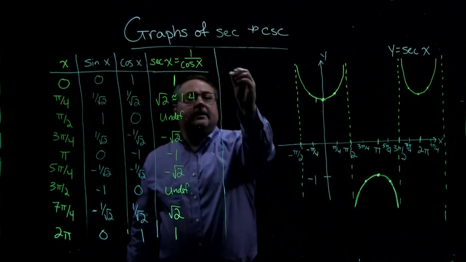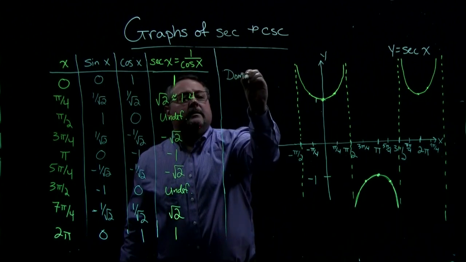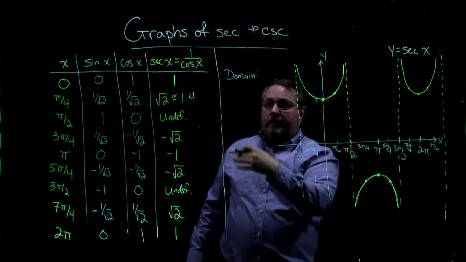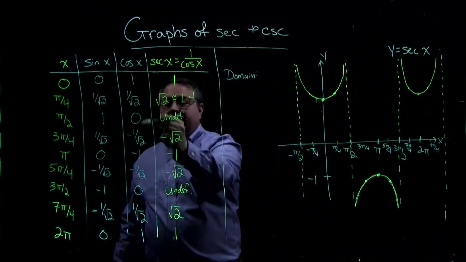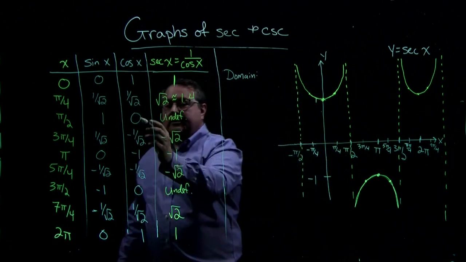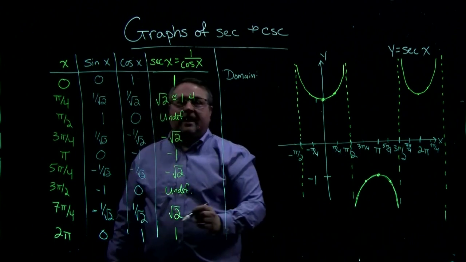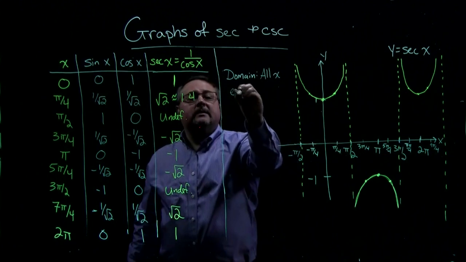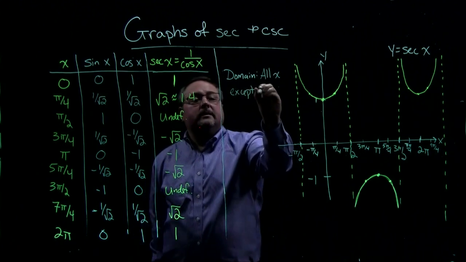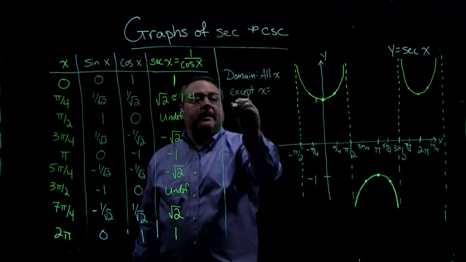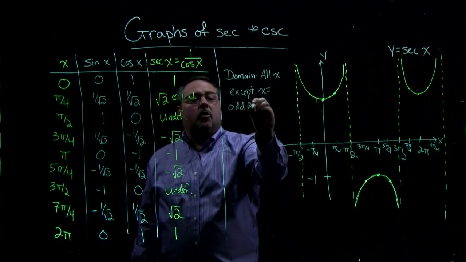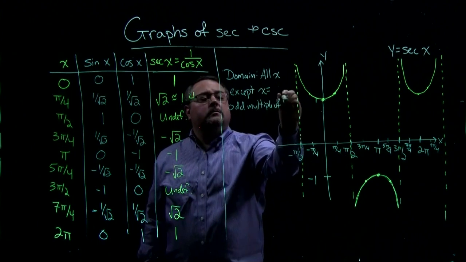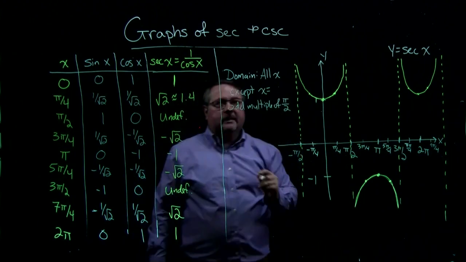The first is our domain. So here, just like with the tangent graph, we want to avoid dividing by 0, and we divide by 0 when cosine x equals 0. So in this case, the domain is all x, except when x is an odd multiple of pi over 2. Okay, exactly the same as the tangent domain.